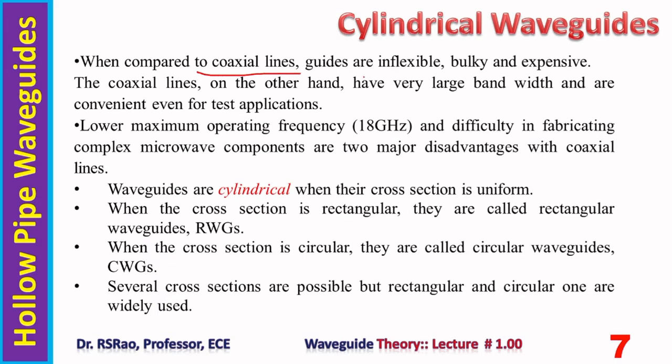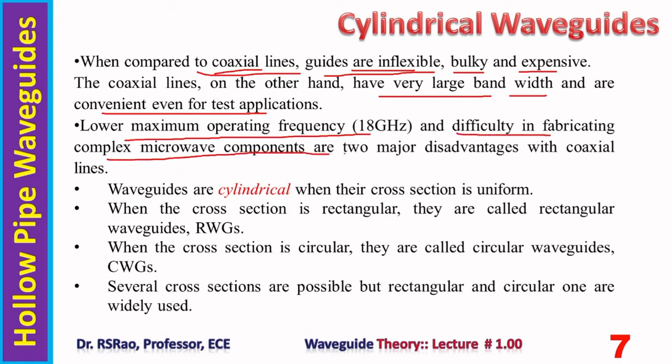When compared to coaxial lines, guides are inflexible. Certain demerits are also there as far as waveguides are concerned. Coaxial lines are flexible, whereas guides are inflexible. They are bulky, they are expensive. Coaxial lines, on the other hand, have very large bandwidth and are very convenient even for test applications. Lower maximum operating frequency, that is 18 GHz, and difficulty in fabricating complex microwave components are two major disadvantages with coaxial lines. So the maximum operating frequency is only up to 18 GHz.